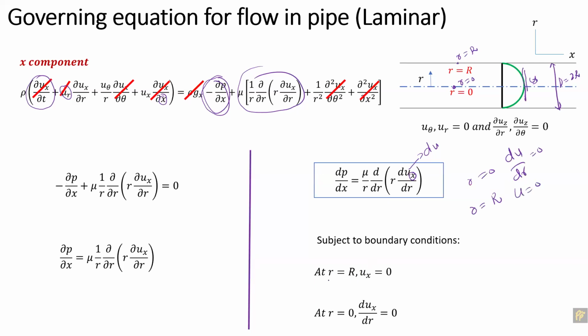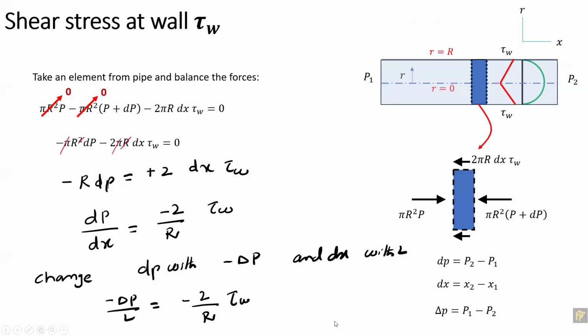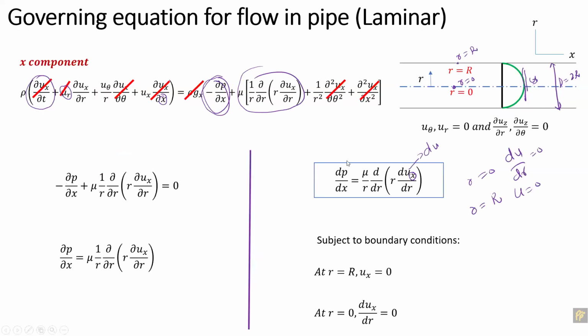So we have two conditions: at r equal to capital R, velocity is 0, and at small r equal to 0, the velocity gradient is also 0. Okay, so now from here we have this governing equation, and this equation is the most important equation.